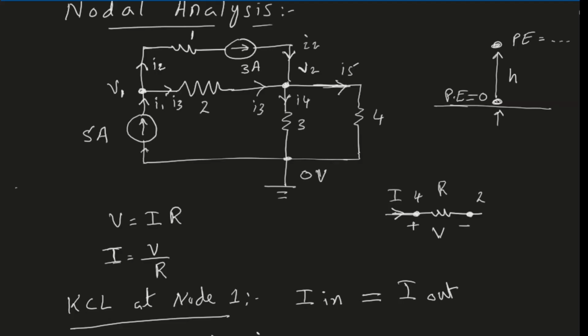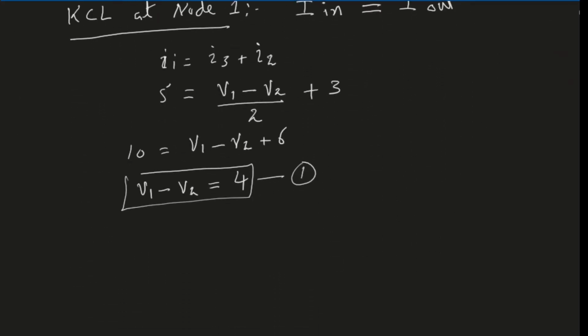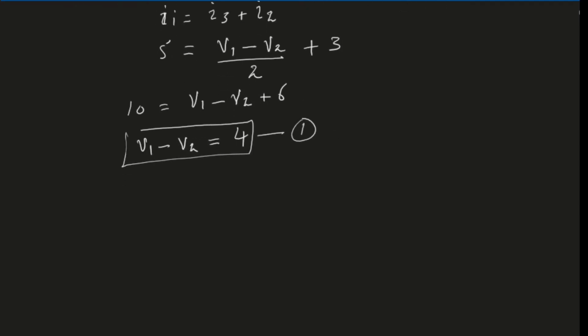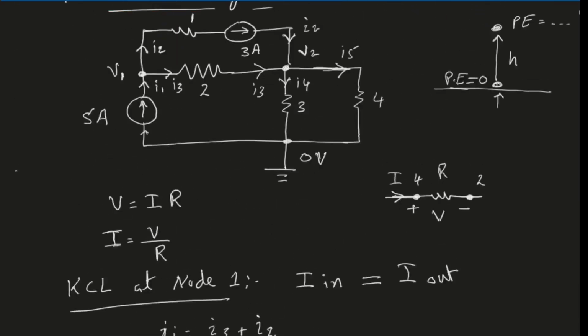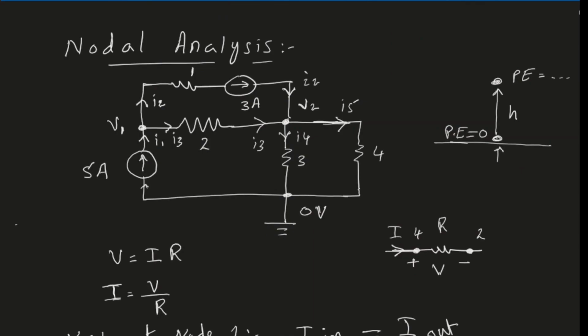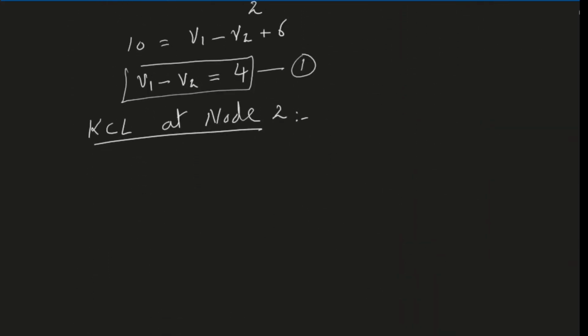Now let's apply KCL at node 2. Let's look at the circuit again. At node 2, the currents coming into the node are I3 and I2, and the currents leaving the node are I4 and I5. So therefore, the KCL will say I2 plus I3 must be equal to I4 plus I5. This is our KCL statement.